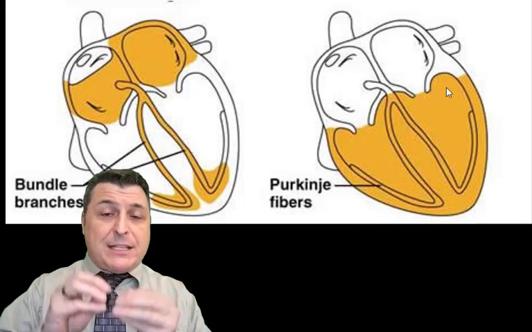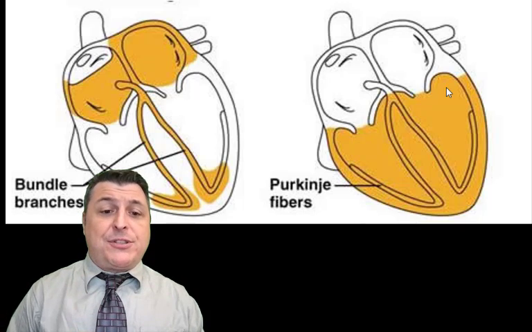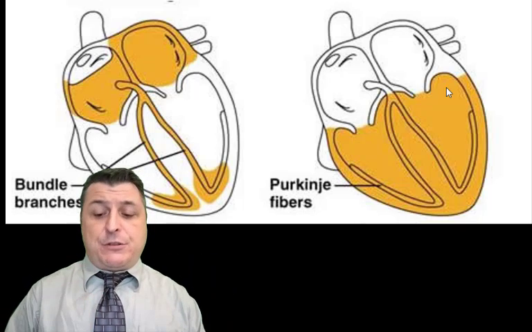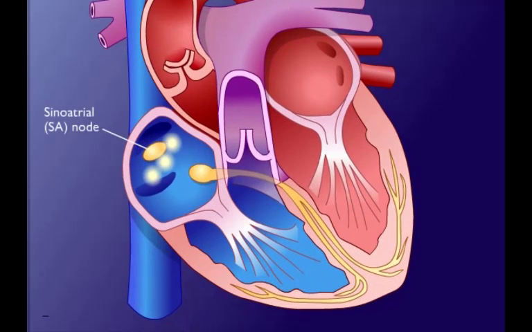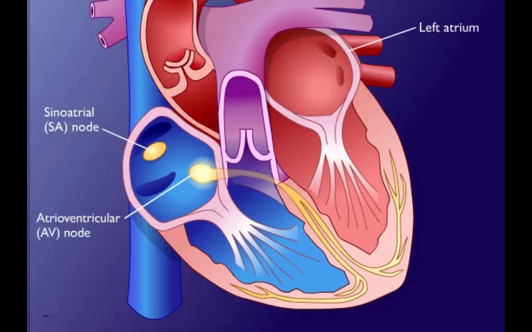Once that signal has passed through the bundle branches and the Purkinje fibers, then the ventricle is going to contract. Action potentials originate in the sinoatrial node and travel across the wall of the atrium from the sinoatrial node to the atrioventricular node. Action potentials pass slowly through the atrioventricular node to give the atria time to contract.